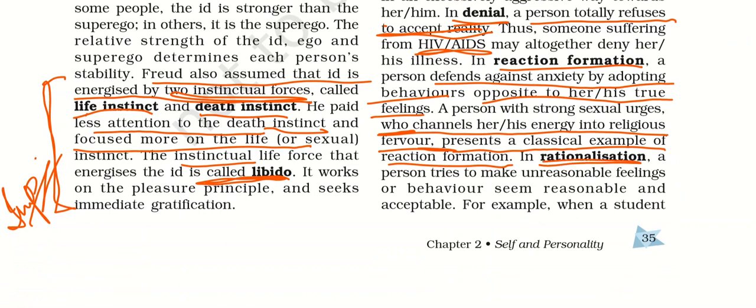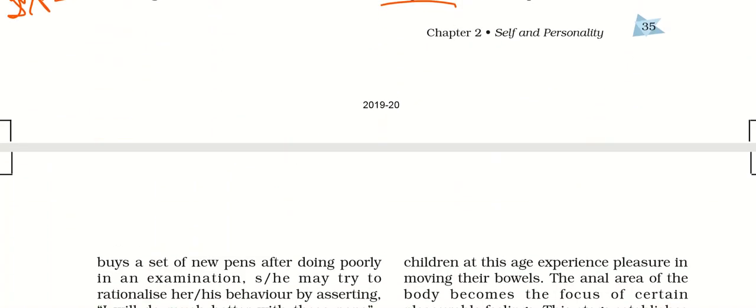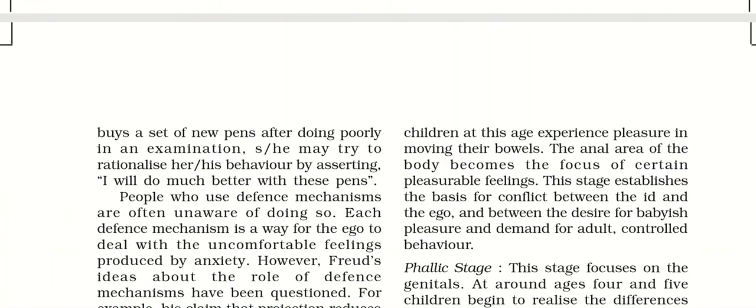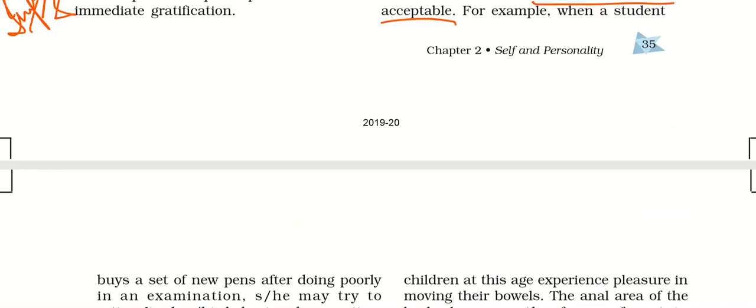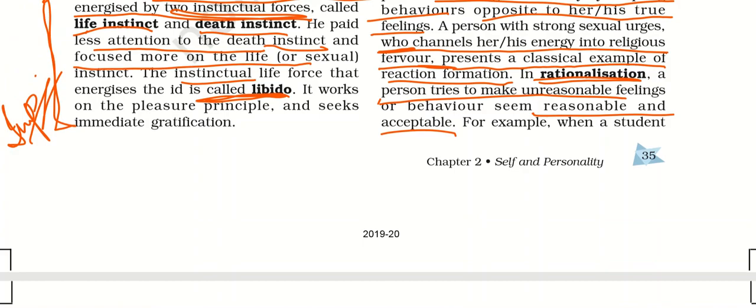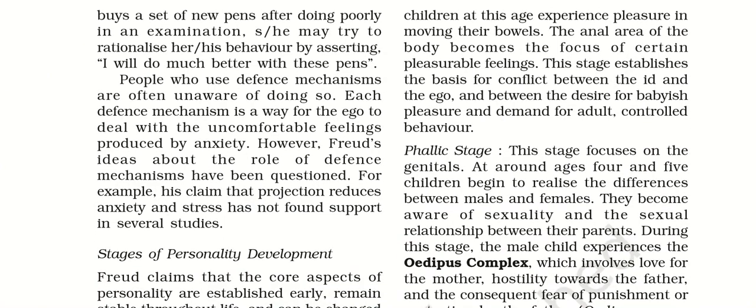Now we have rationalization. A person tries to make unreasonable feeling or behavior seem reasonable and acceptable. For example, when a student buys a set of new pens after doing poorly in an examination, he may try to rationalize his or her behavior by asserting, I will do much better with these pens. So that is rationalization, where you say, okay, I did not score well in my examination because my pen was not working. Now I have a new set of pens, I'll do way better with these pens, not the earlier ones.